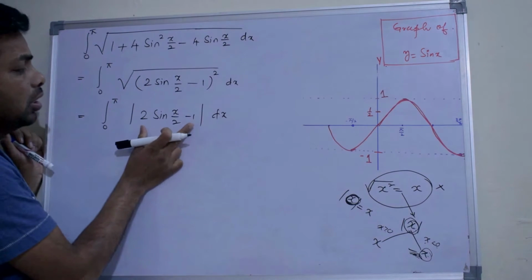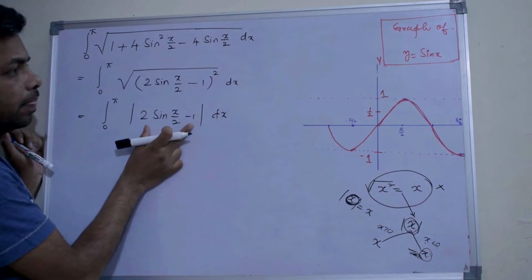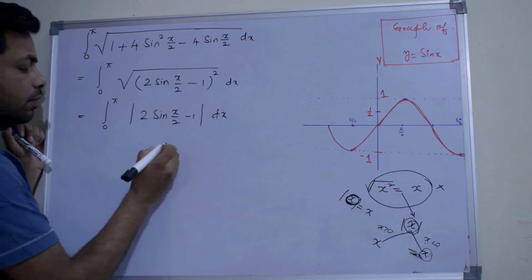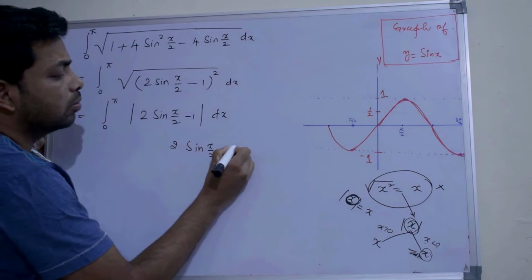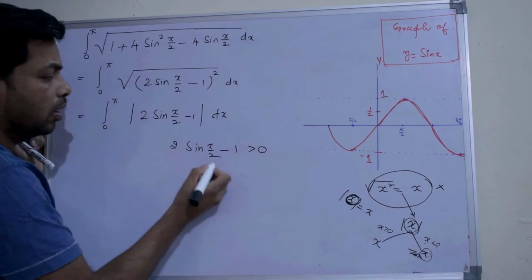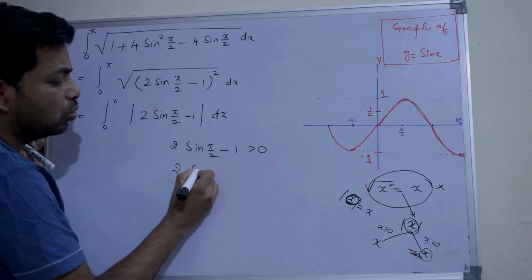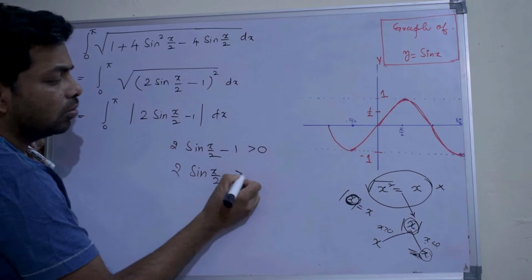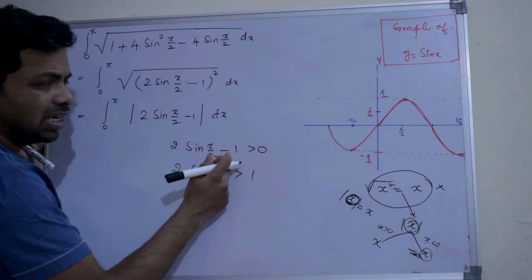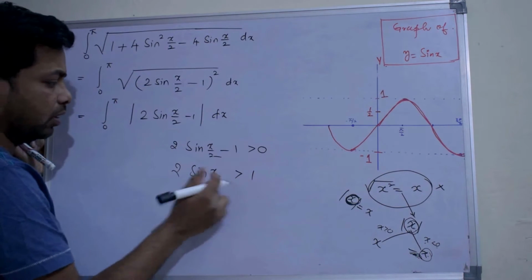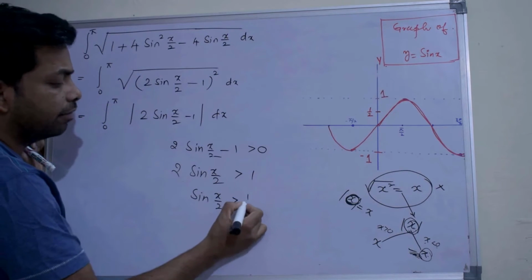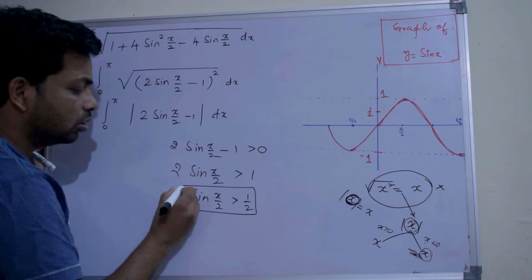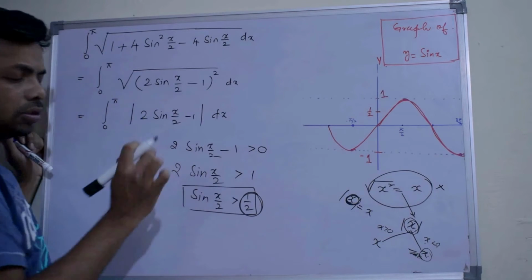So here, inside the mod, is it positive or negative? Now, 2 sin x by 2 minus 1, when will it become positive? When 2 sin x by 2 is more than plus 1. Adding 1 on both sides, or taking minus 1 to the other side, 2 sin x by 2 is more than 1. Then sin x by 2 is more than what? Half. So when the sine function is more than half, that you must know.